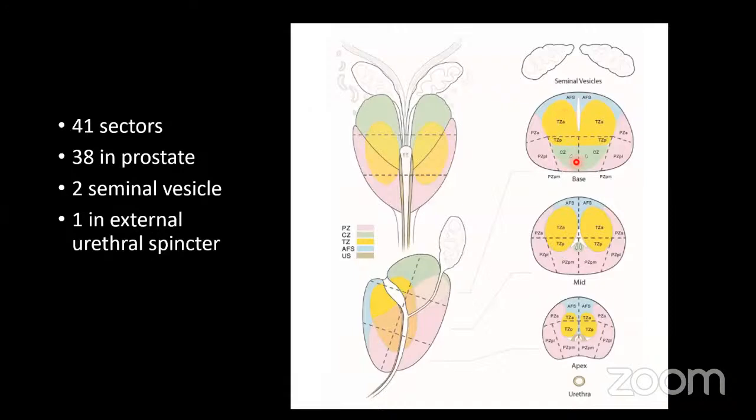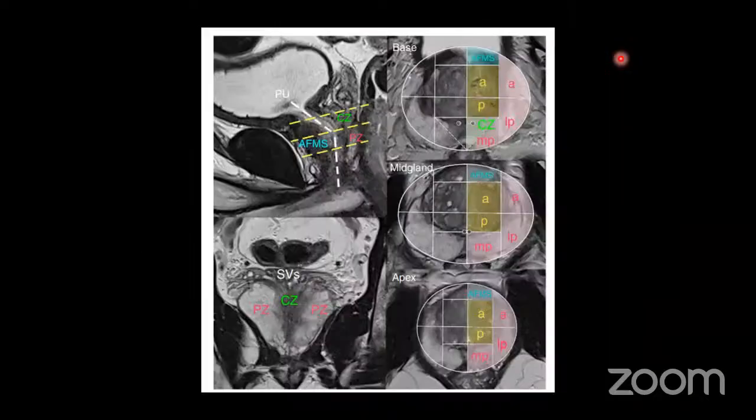Then along the ejaculatory duct, where the seminal vesicles are going to open, these ones are the central zone, and the anterior-most are the anterior fibromuscular stroma. 1 is for the external urethral sphincter and 2 are for the seminal vesicles. Same thing approximately overlapped on an MRI image. So this is sagittal T2, coronal T2 and axial T2s. This is how the approximate division is performed.